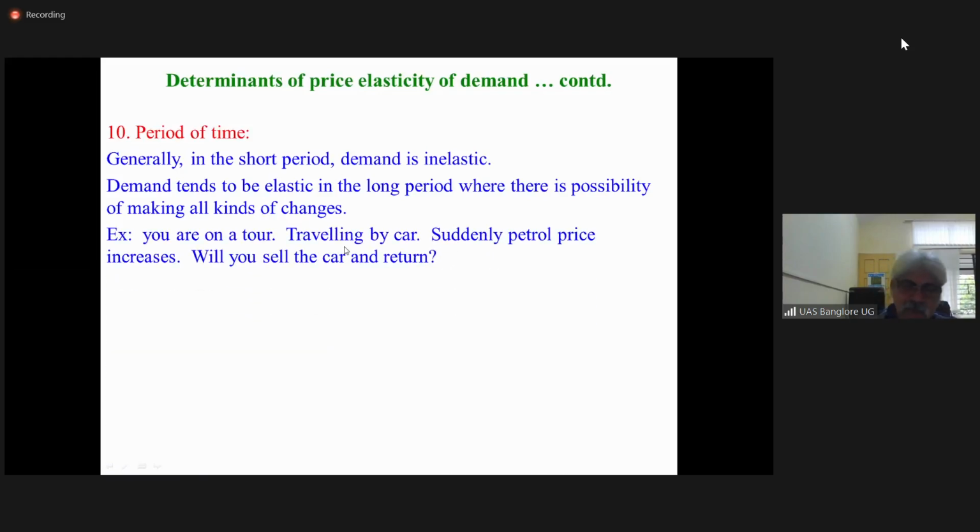We'll take one example. Suppose your family is going on a tour to some tourist place in a car. It is a one week tour period. Suddenly the petrol price increases. It was 80 rupees per liter. Now it has gone up to 100 rupees per liter. Will you sell the car and return? Definitely not. You may curse.